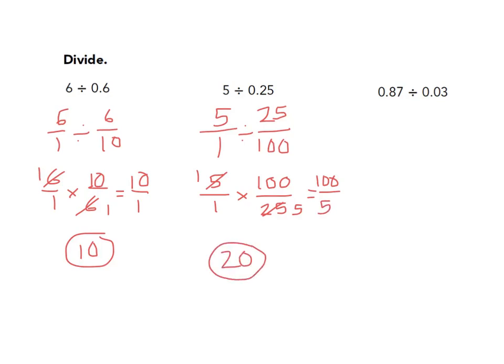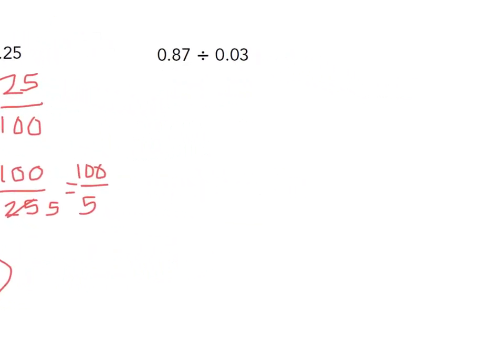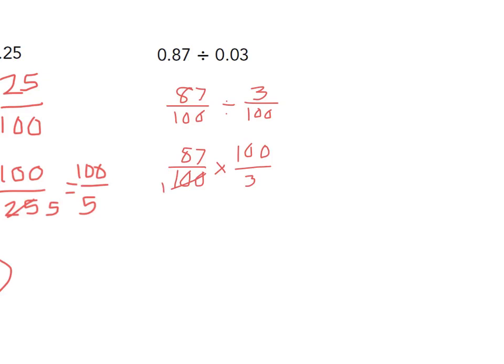For this last one, I actually have 2 decimals that I can treat just like fractions. So I would do 87 hundredths divided by 3 hundredths, and then I would use reciprocals. 87 hundredths times the reciprocal, which is 100 over 3. I can see that both of these things can be divided by 100.